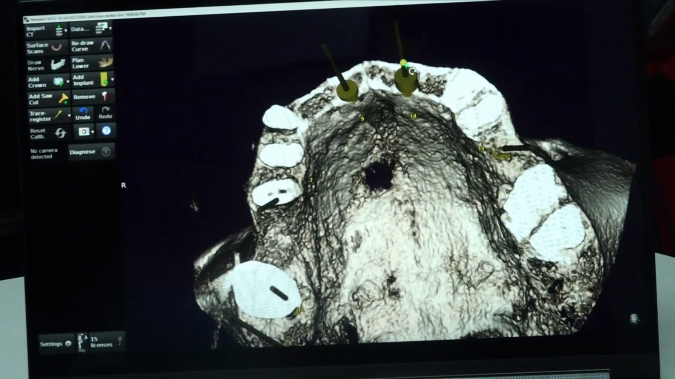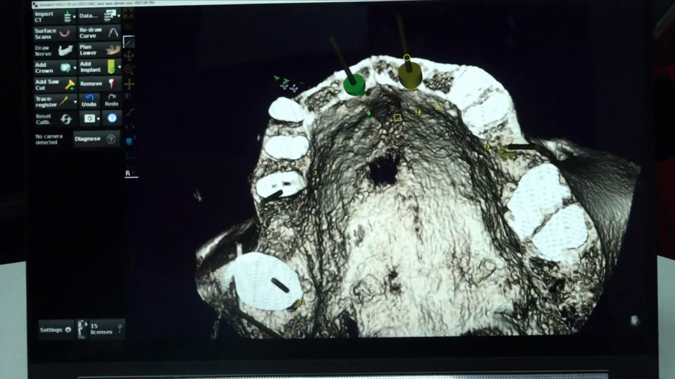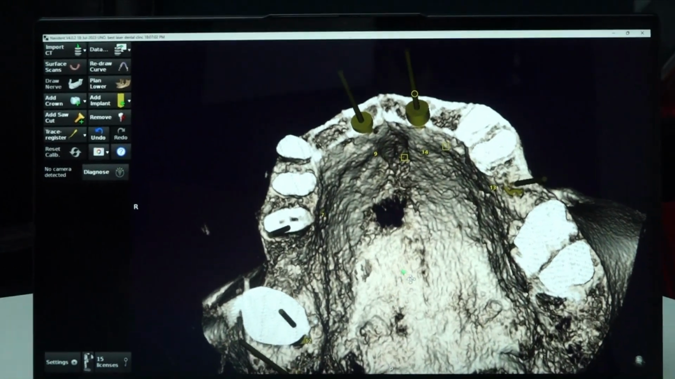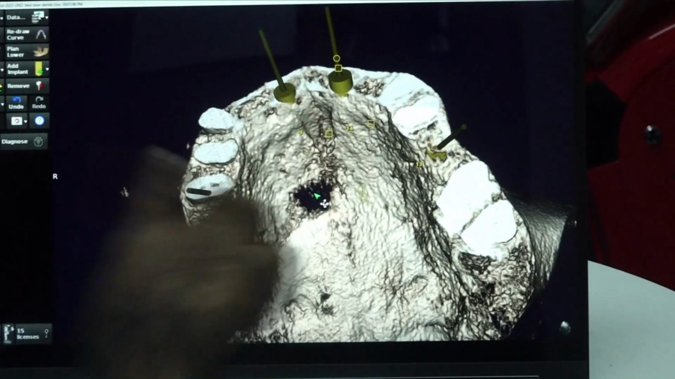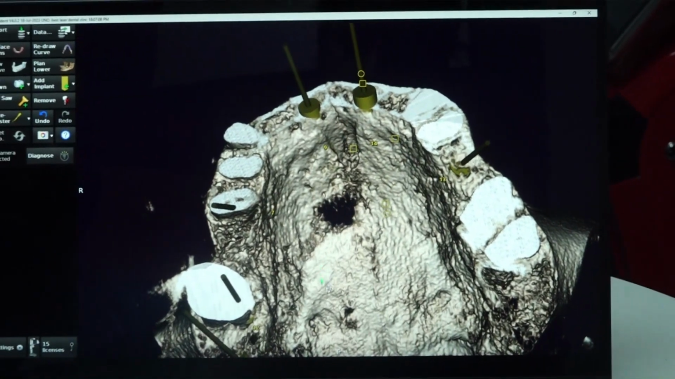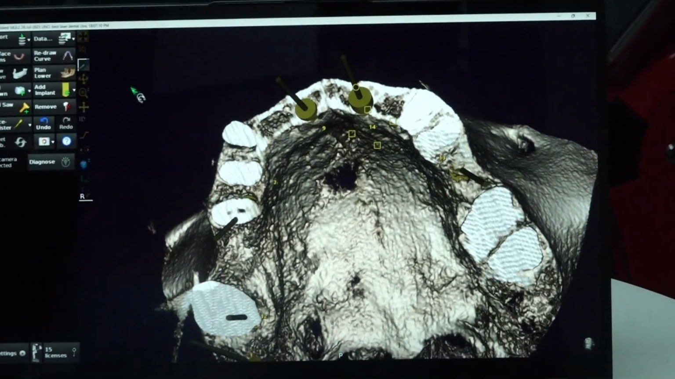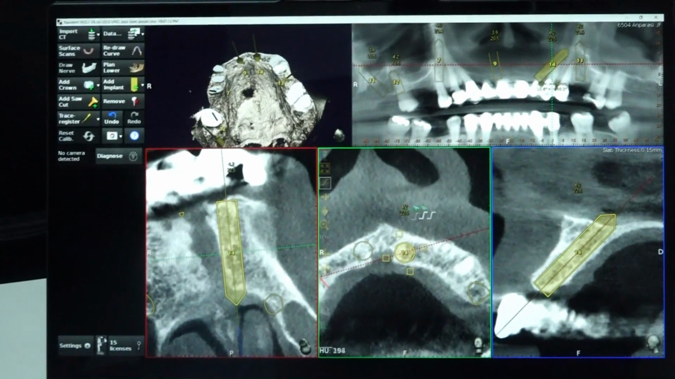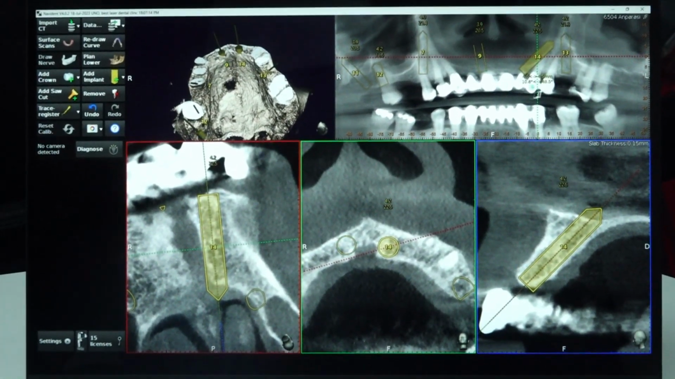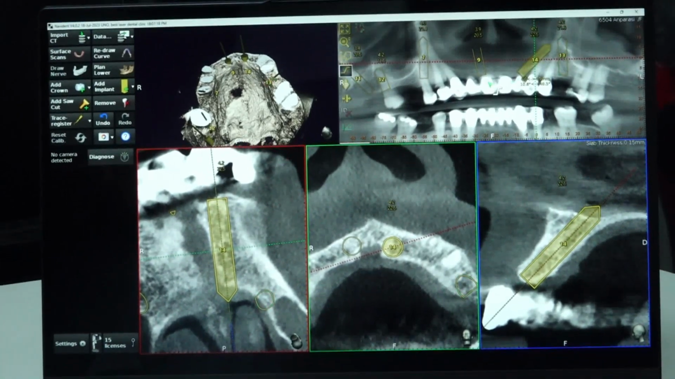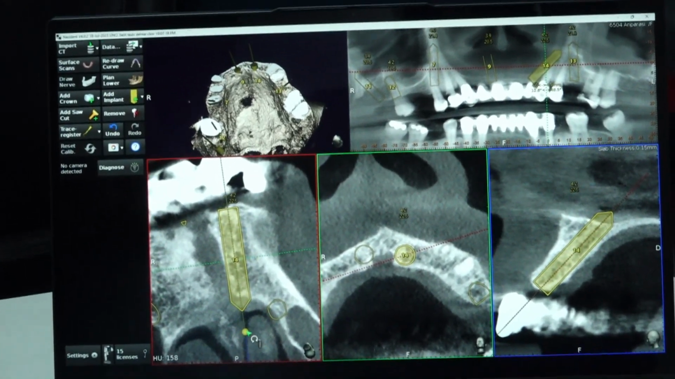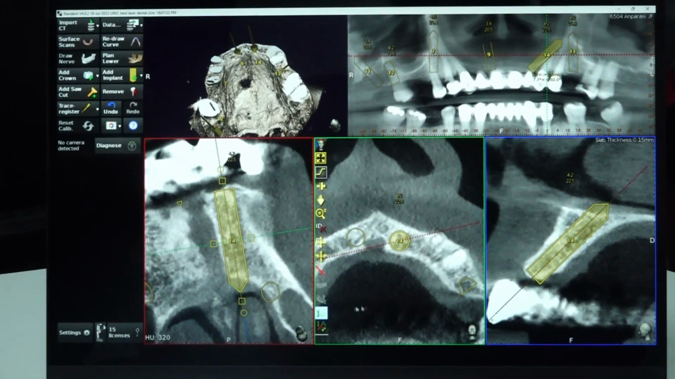In panoramic image, we may lose orientation. See here you can see this second premolar implant. This is one. But if you see in this panoramic view, you may lose orientation. Okay, it shows very different.